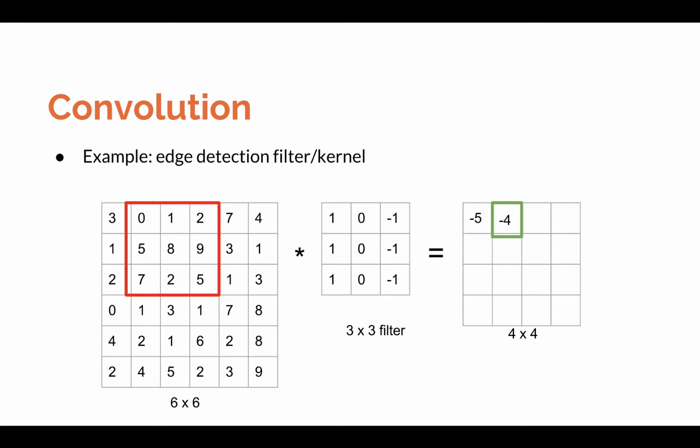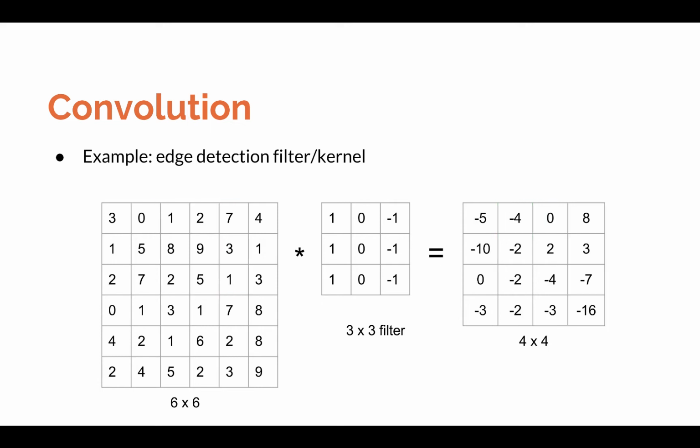We do the same for the next window and so on using a sliding window approach. This will result in a complete feature map. Notice that this new matrix is a little bit smaller as it loses some information around the edges. In order to avoid this, the original input image is often padded, but we won't go into this in detail here.